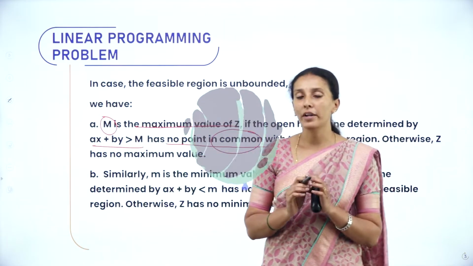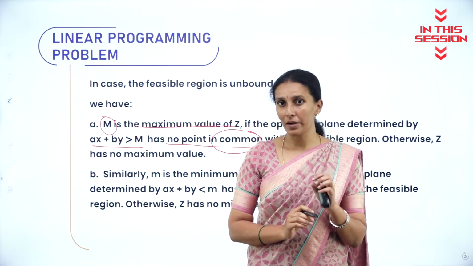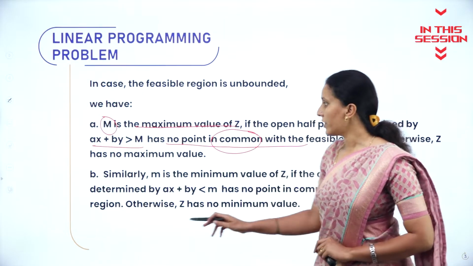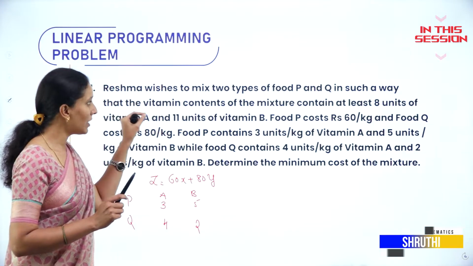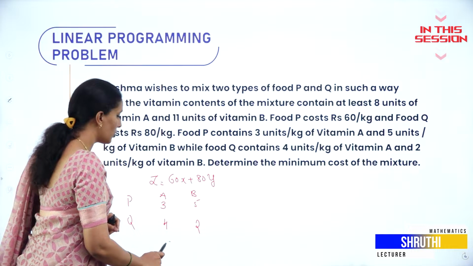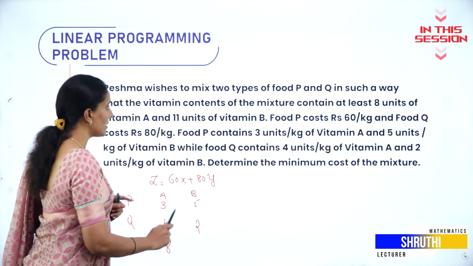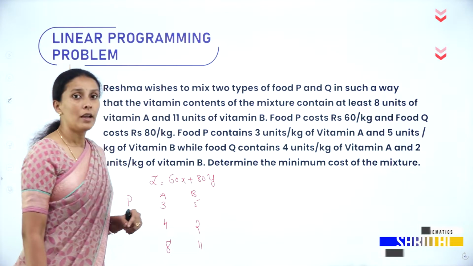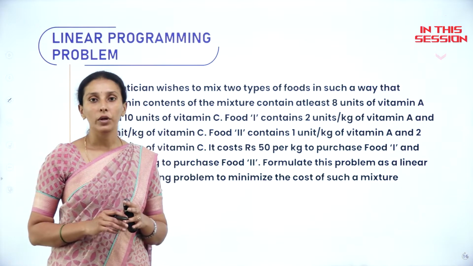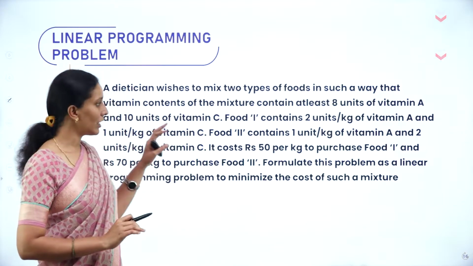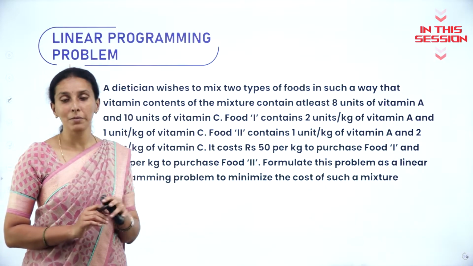If there is any point in common with the feasible region and the line, then we say there is no maximum value. So the maximum availability in the mixture is 8 units for vitamin A and 11 units for vitamin B. When I say minimize the cost of such a mixture, we are going to find out the minimum value for the given set of linear programming problems.